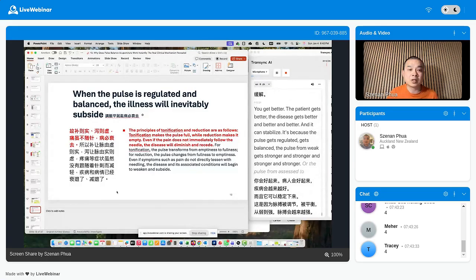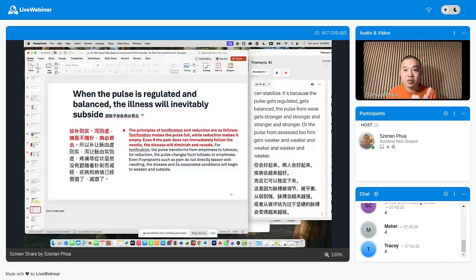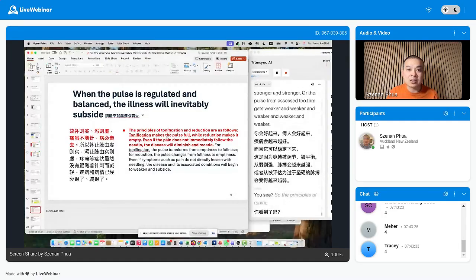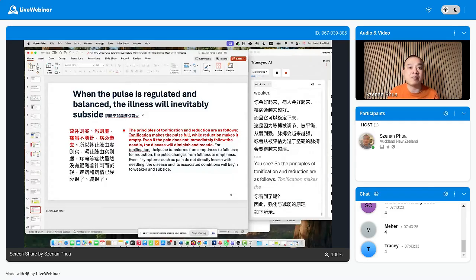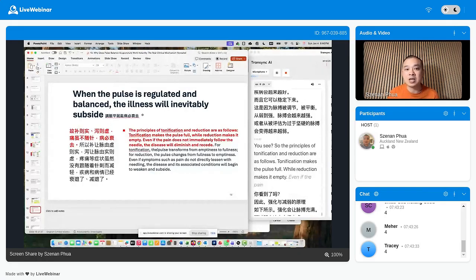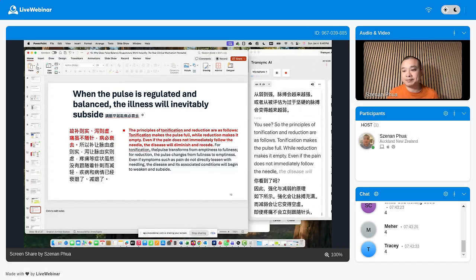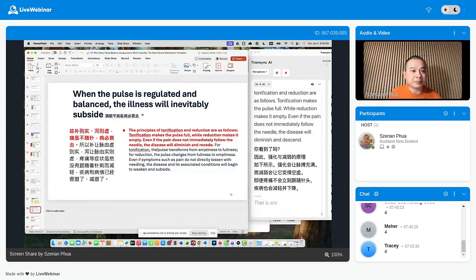You see? So the principles of tonification and reduction are as follows. Tonification makes the pulse full, while reduction makes it empty. Even if the pain does not immediately follow the needle, the disease will diminish and descend. That is according to 黄帝内经 again.